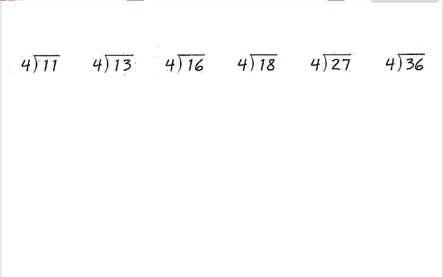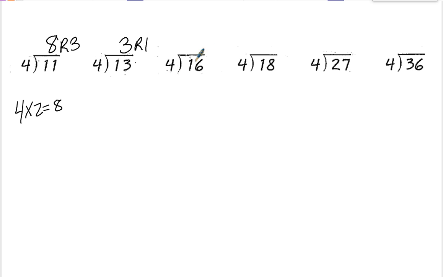Okay, so let's look at these other ones. So I have 11 divided by 4. Well, I know that 4 times 2 is 8. So I don't want to get 8 pencils, but then there are 3 left over. So it'd be 8 remainder 3. For 13 divided by 4, I know 12 divided by 4 is 3, and then I have 1 left over.